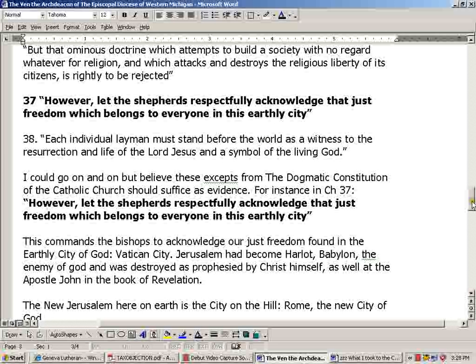Yeah, Lumen Gentium. And it says at the bottom of section 37: However, let the shepherds respectfully acknowledge that just freedom which belongs to everyone in this earthly city. They have to tell you that there is just freedom for you in the earthly city, and now I want to know how to get it. The earthly city they're talking about is Vatican City.